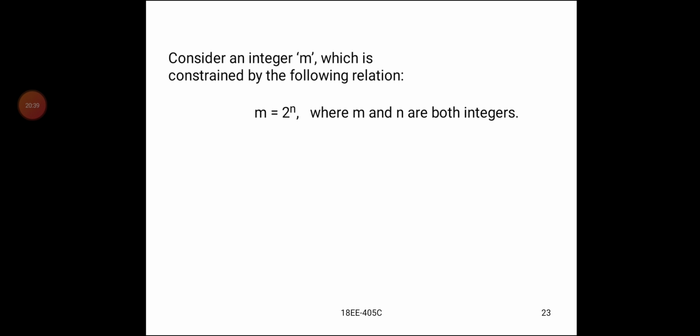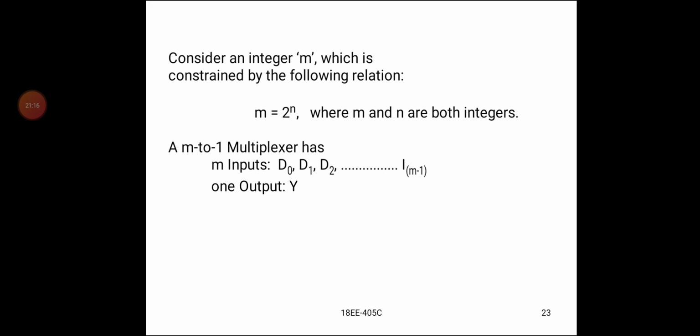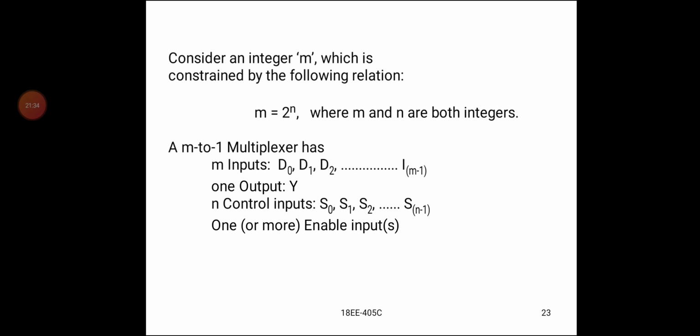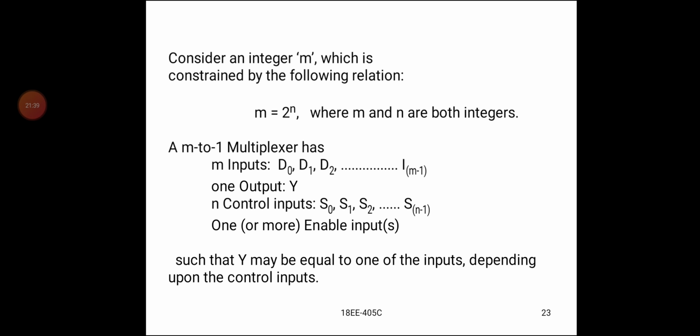Consider an integer m which is constrained by the following relation: m equals 2 to the power of n, where m and n are both integers. An m to 1 multiplexer has m inputs D0, D1, D2, up to D m minus 1, one output Y, n control inputs S0, S1, S2, up to S n minus 1, and one or more enable inputs, such that Y may be equal to one of the inputs depending upon the control inputs.